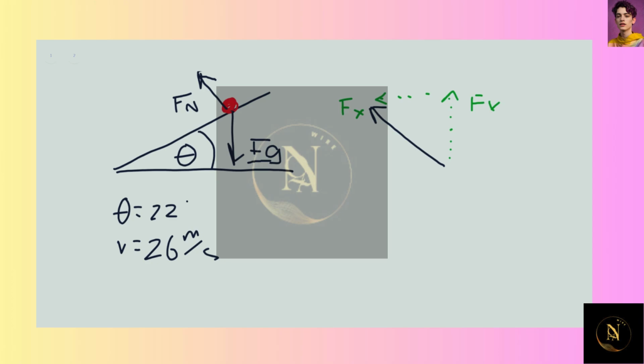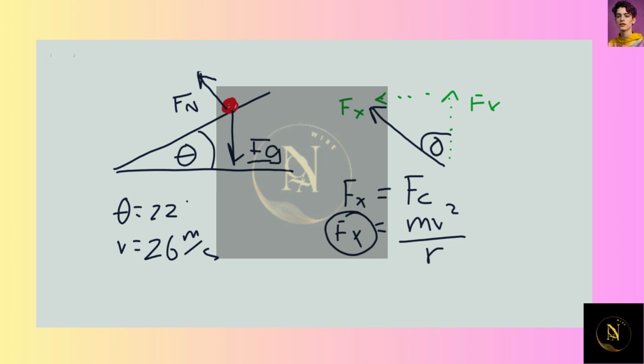Now, since we're moving in a circular motion and Fx is pointing toward the center of that circular motion, Fx must be responsible for our centripetal force, which equals mv squared over r. So in order to solve this problem and find our radius, we're going to have to find Fx. Now to do that, we're going to look at our components.